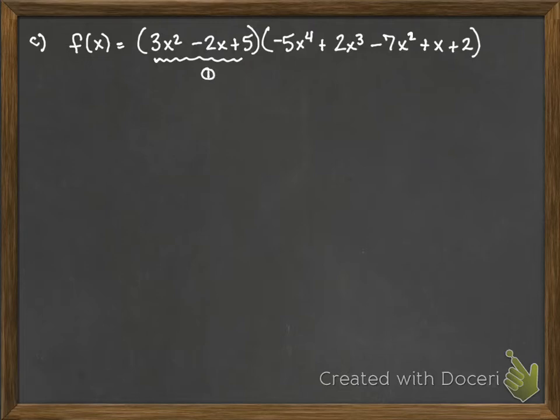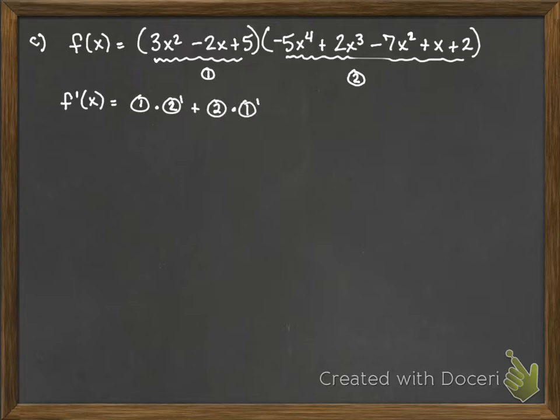We're going to use the product rule for this one. And all of this here is my 2. Because I really don't want to have to FOIL that out and go each by each. It's going to be a really, really long thing to do. So let's use our rule. So f prime of x is equal to 1 times 2 prime plus 2 times 1 prime.